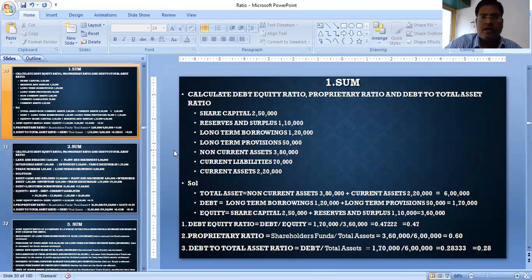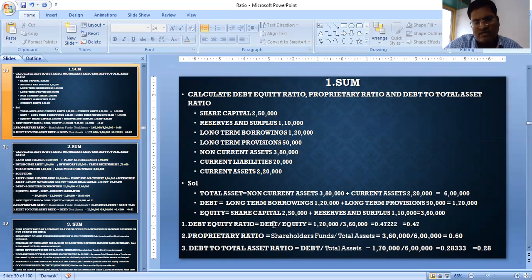Now we will do a sum. Calculate debt equity ratio, proprietary ratio, and debt to total asset ratio. Share capital or equity is given 2,50,000. Reserves and surplus we will add to it, that is 1,10,000. Long-term borrowings and long-term provisions we will add to get debt. And non-current assets and current assets we will add to get total assets. Current liability has no such use as such. So total asset 3,80,000 plus 2,20,000, 6 lakhs. Debt, two items, 1,20,000 and 50,000, 1,70,000. And equity is 2,50,000 and 1,10,000 of reserves, that is 3,60,000.